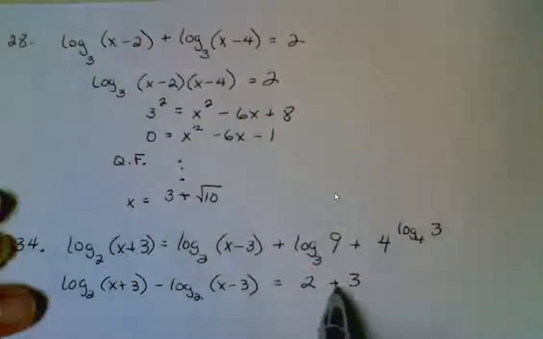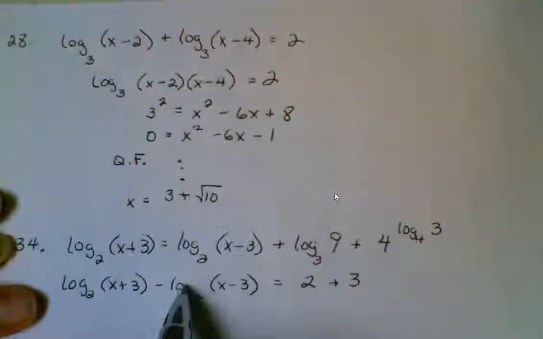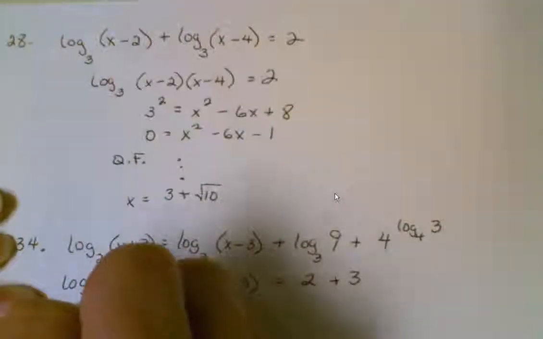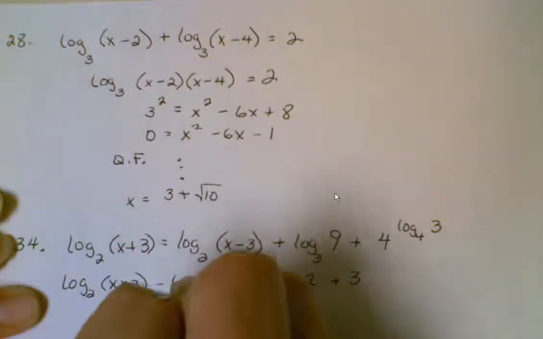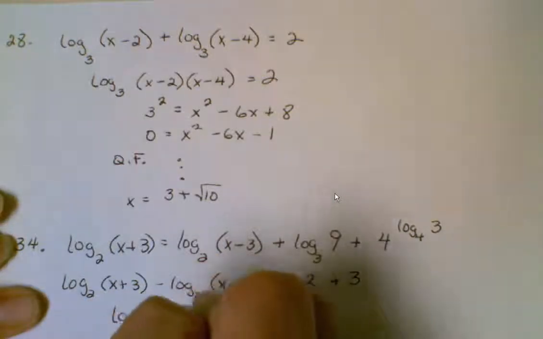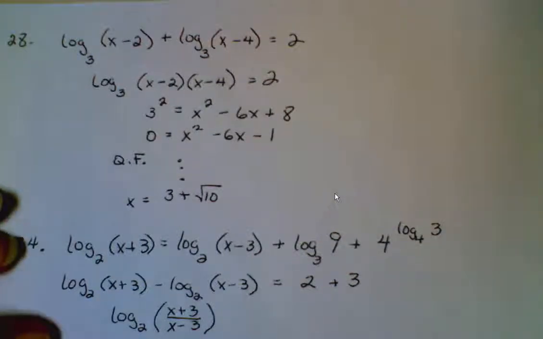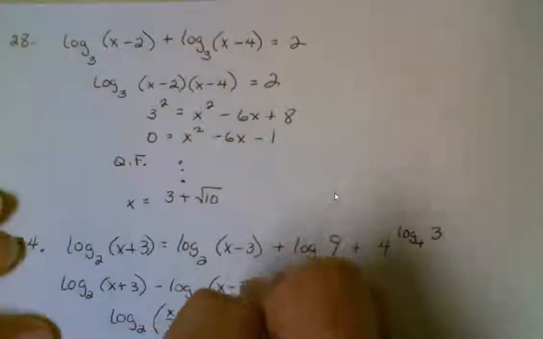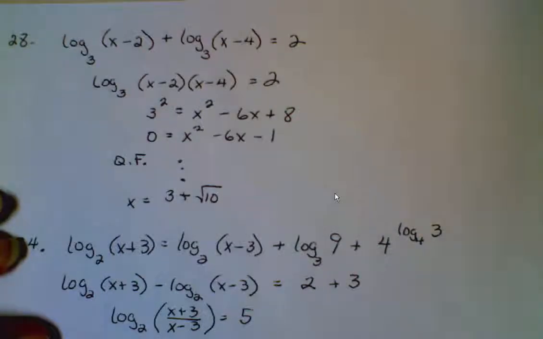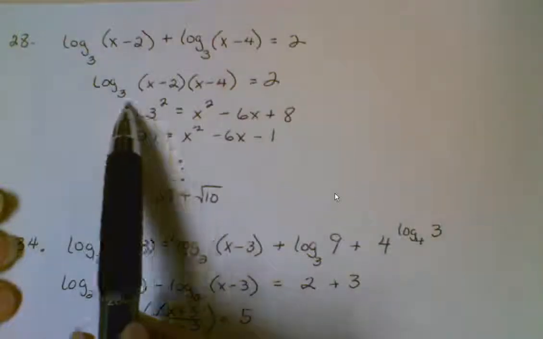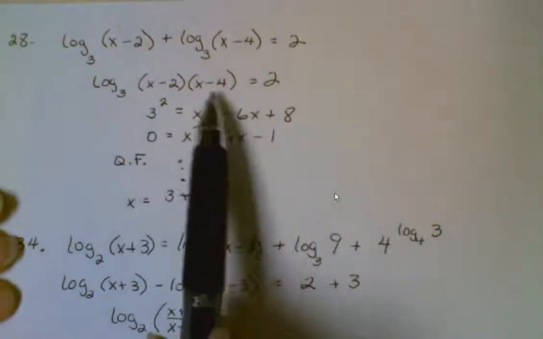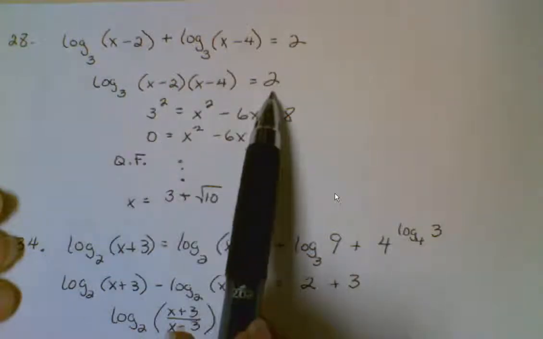And just like I can put this 2 and 3 together, I can put these two logs together. The difference of two logs can be written as the log of a quotient. And that right-hand side is just 5. Now this problem's very similar to where I was here in number 28. I have logs on one side, a constant on the other.